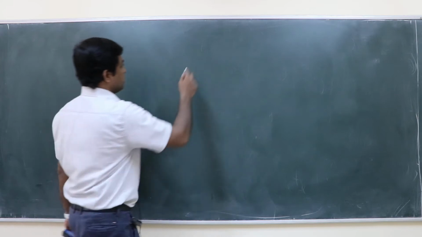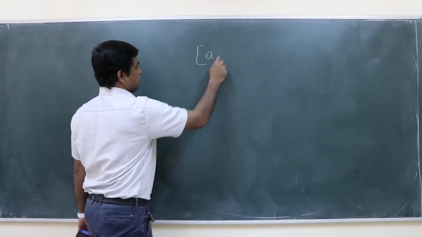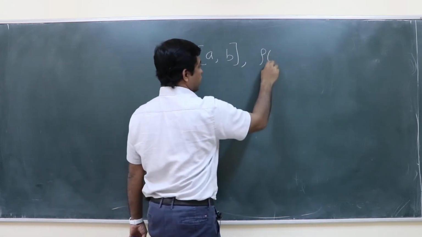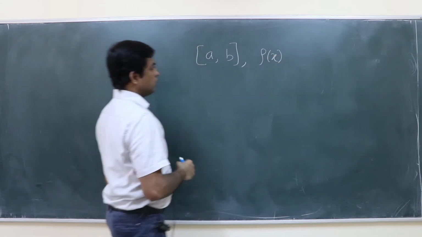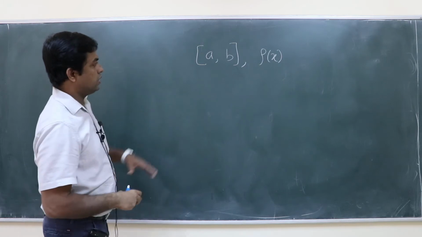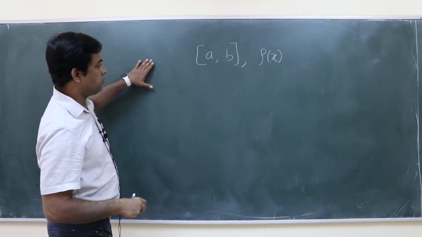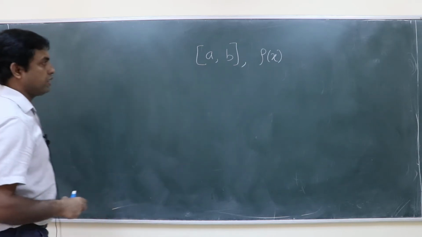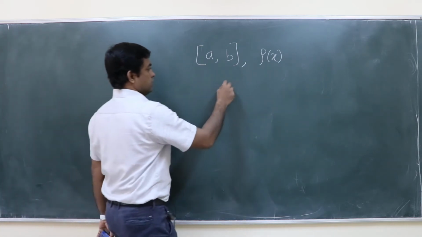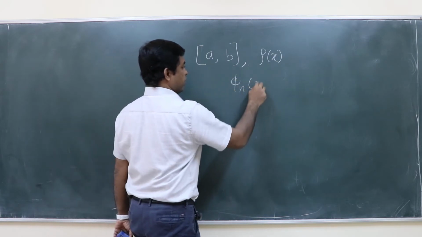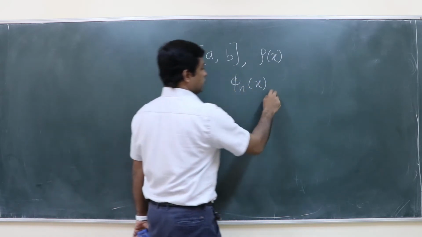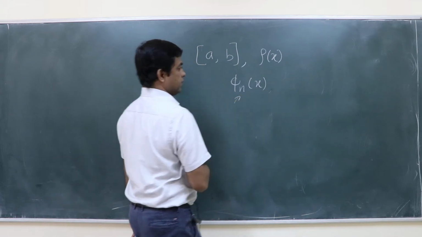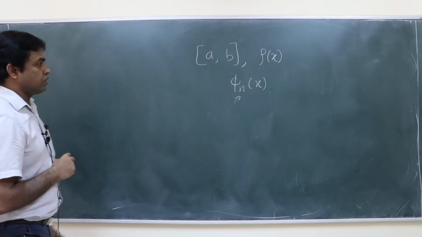Yesterday we said that there is an interval a to b and there is a weight function rho of x. Then we can discuss the orthogonality relation between the polynomials phi n of x and its completeness relation, right? So that's what we did yesterday.